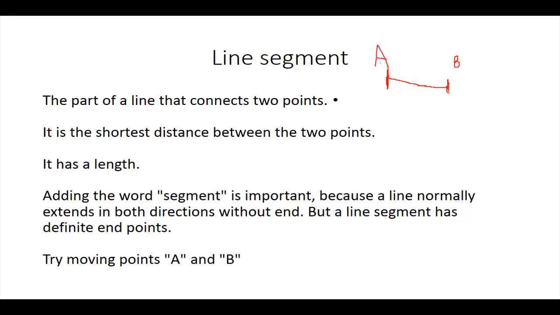Okay, and it has length. Any line segment in the world is represented by a length. So for the line segment AB, we must say how many centimeters between A and B. So let's say 3 centimeters. So the length of the line segment must be stated.